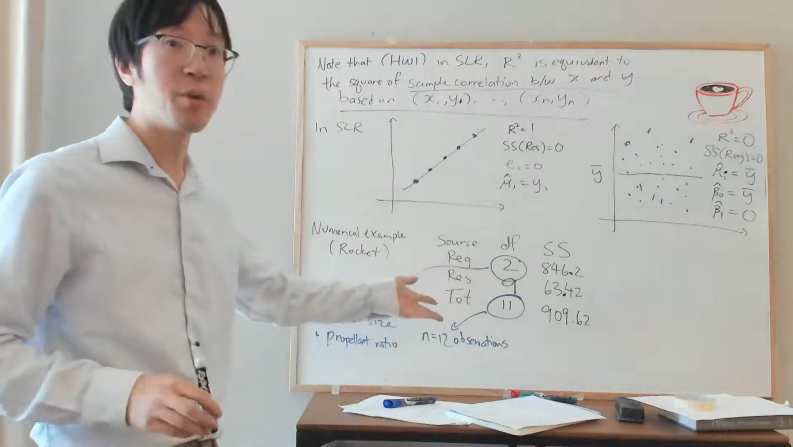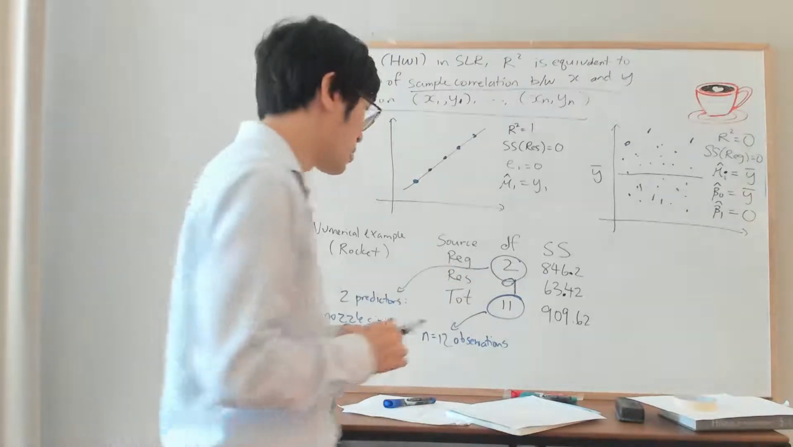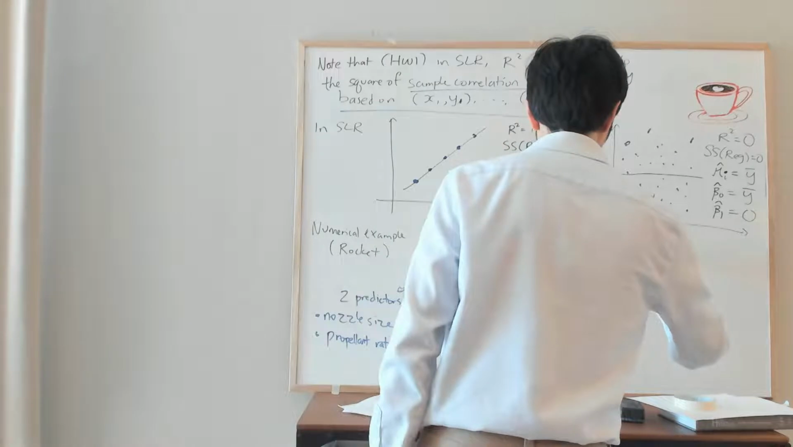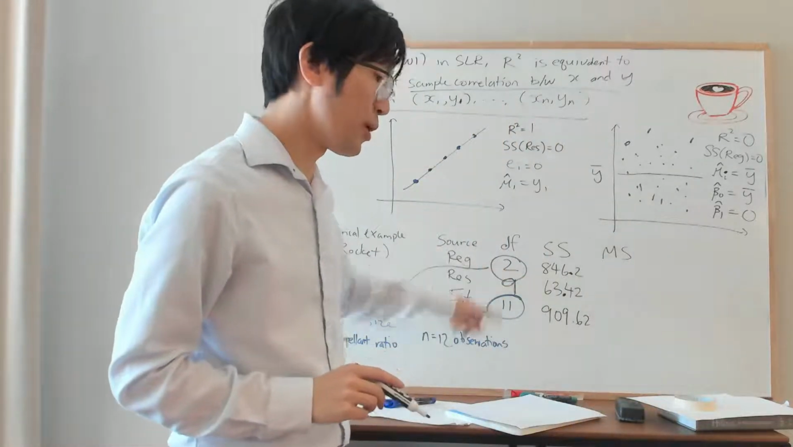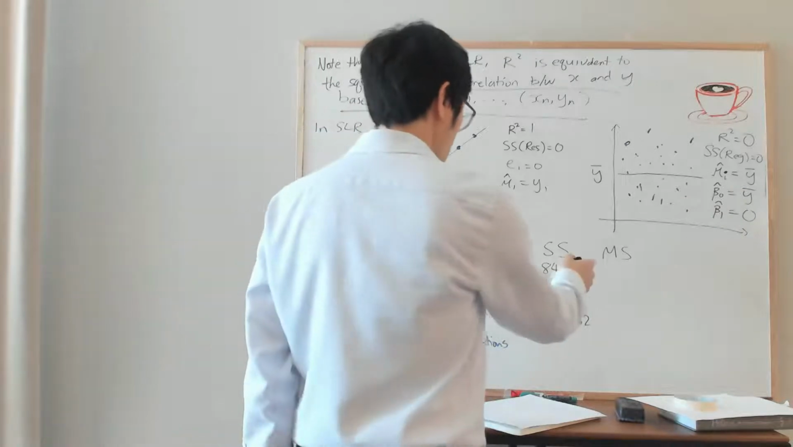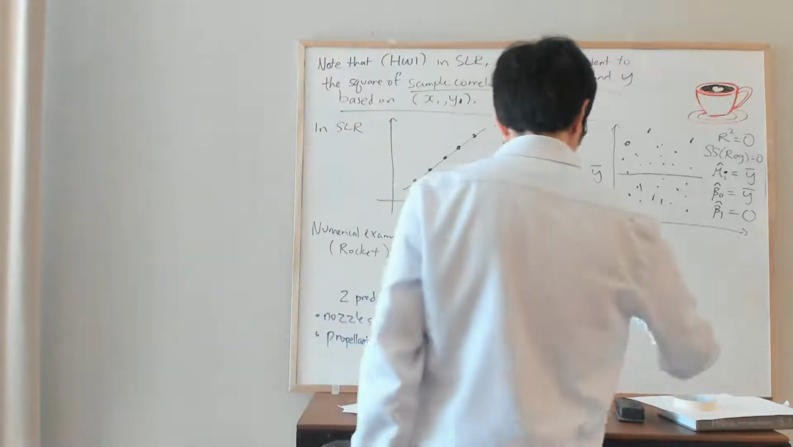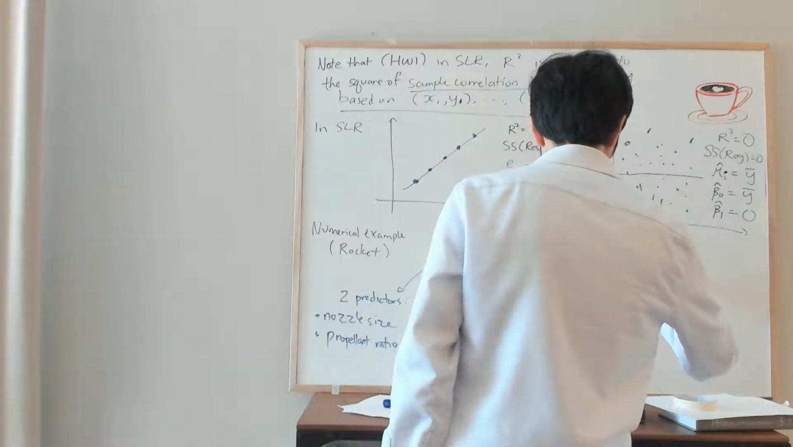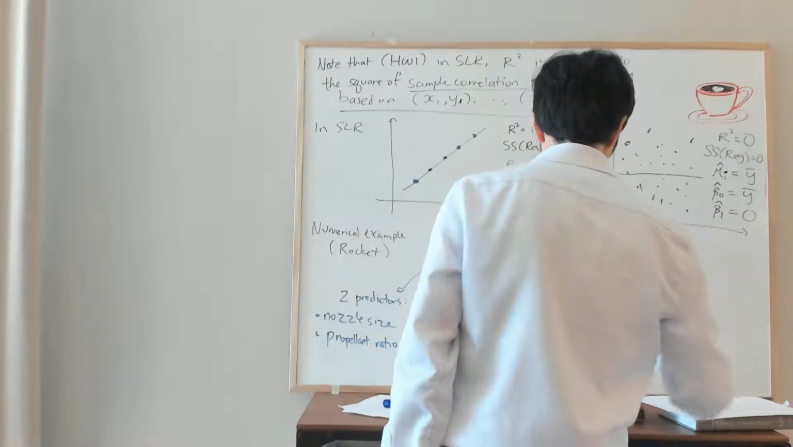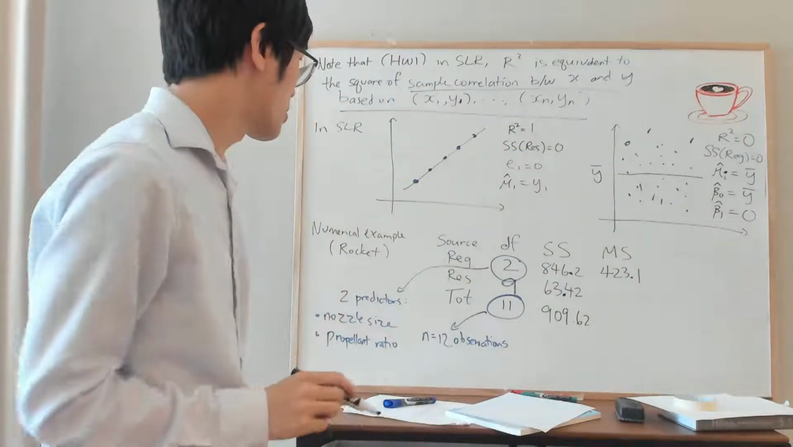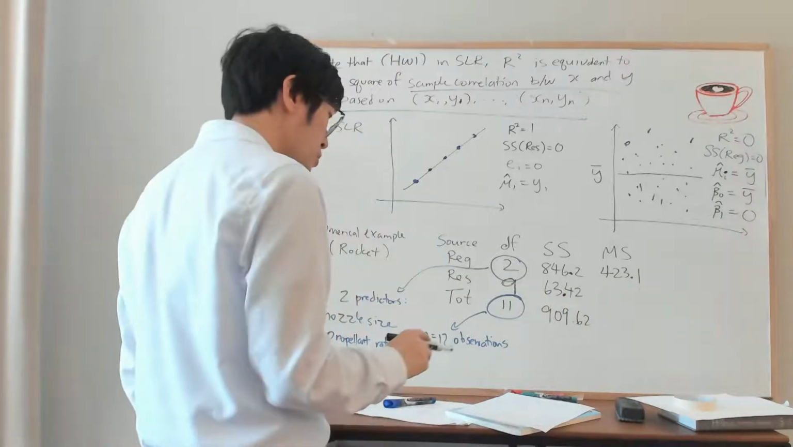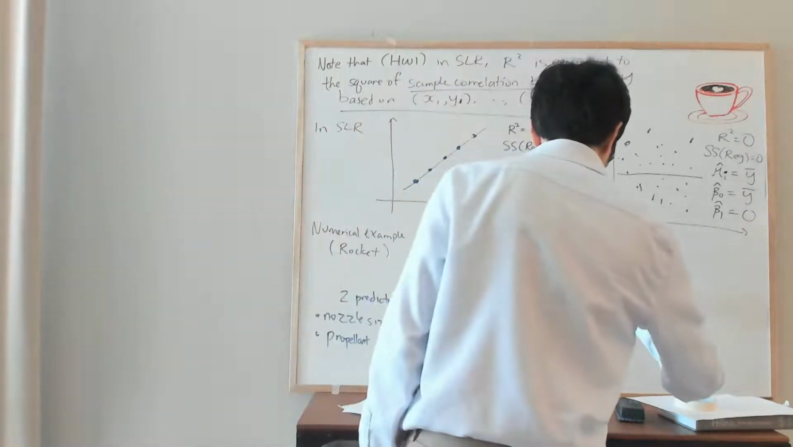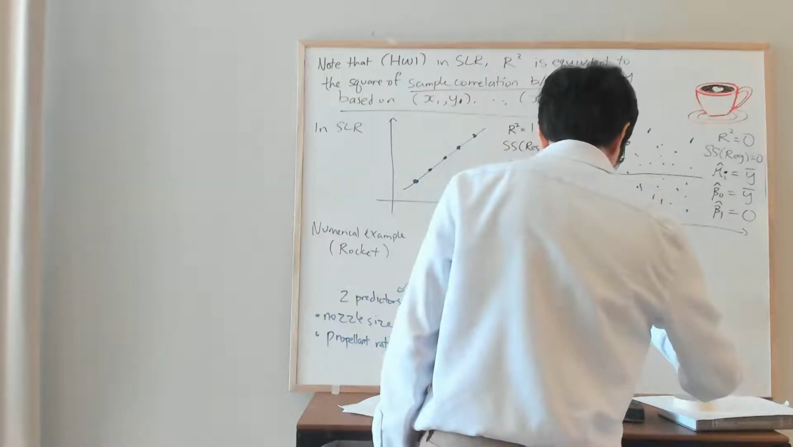Okay, so once you have this information, we can fill in the table. So we have our mean squares. Mean square is simply the sum of squares divided by its corresponding degrees of freedom. So 846.2 divided by 2 is around 423.1. And then the mean square residual is the sum of squares residual divided by the residual degrees of freedom. So that comes out to be about 7.05.